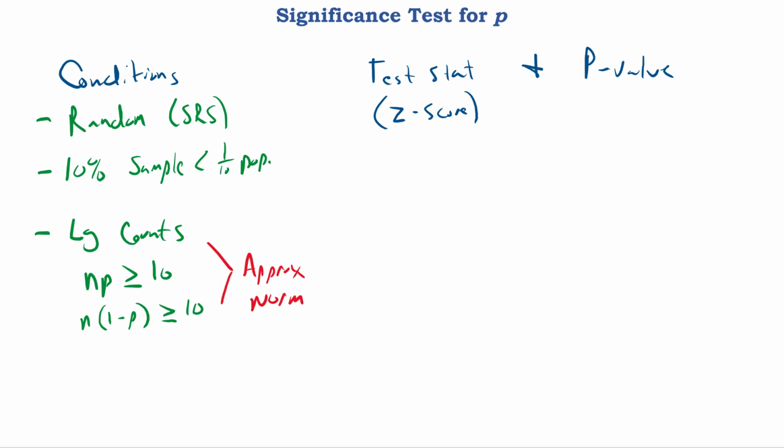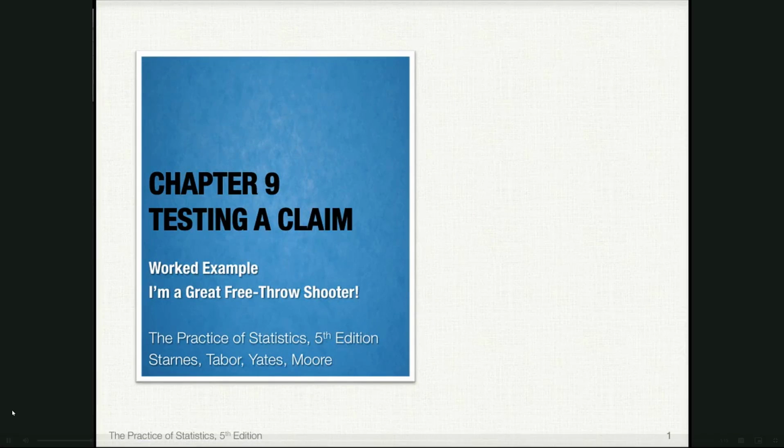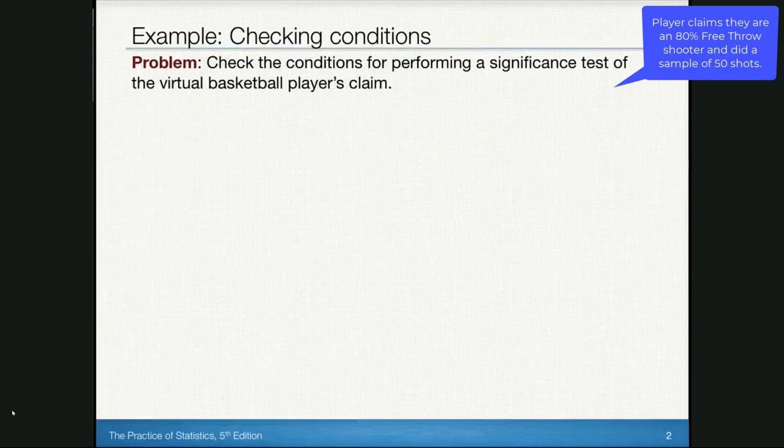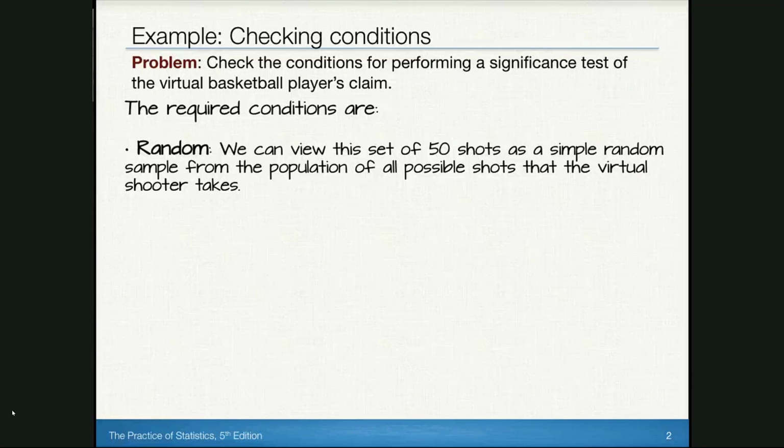Let's look at a little sample on these conditions, to see what we need to talk about and how it needs to be listed out. Hi, this is Jason Molesky. In this example, we'll check the conditions for a significance test of a population proportion, specifically a test of the virtual basketball player's claim that he can make 80% of his free throws. The first condition is randomness. We can view the set of 50 shots as a simple random sample from the population of all possible shots the virtual shooter takes, so this condition is met.